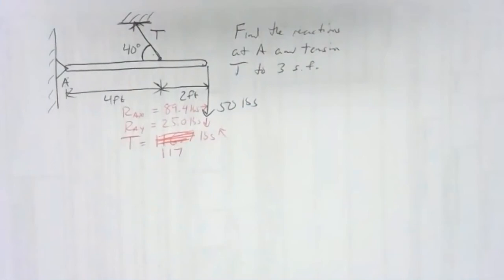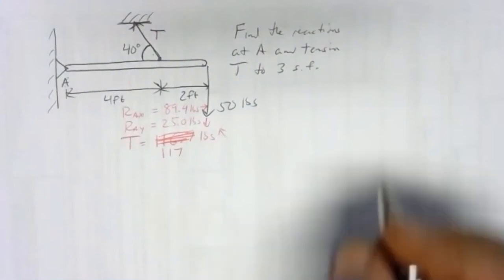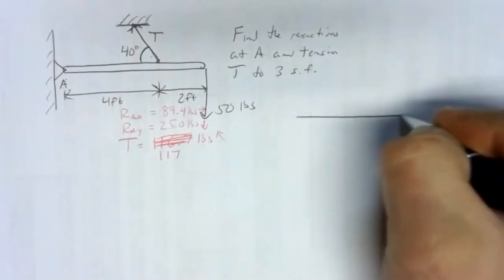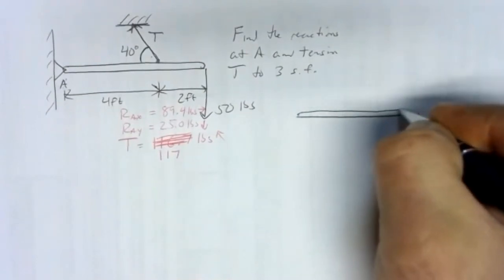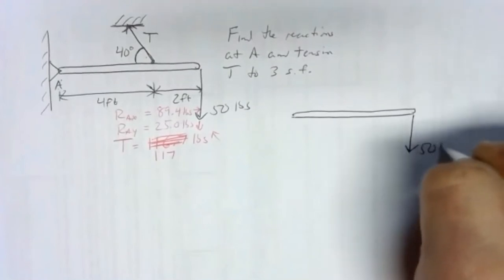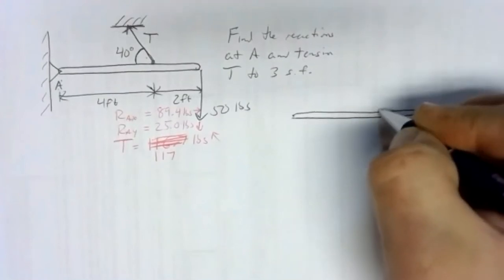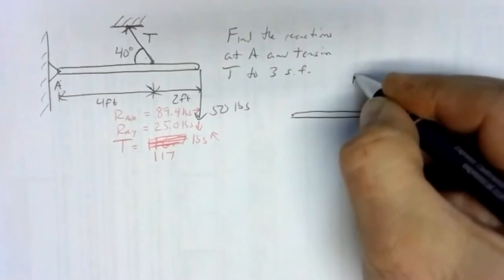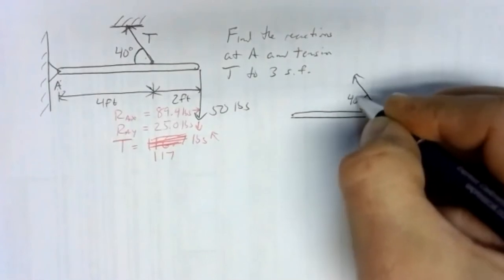So let's draw the free body diagram. So we've got our beam. We have our 50-pound force there. We have our tension at our 40-degree angle.